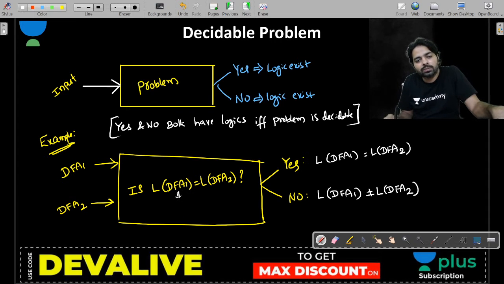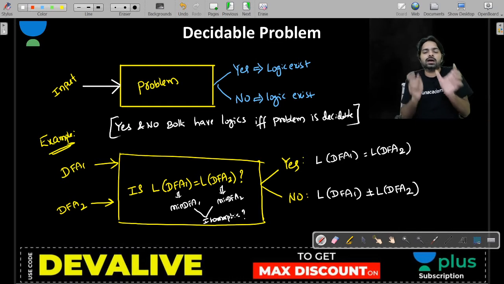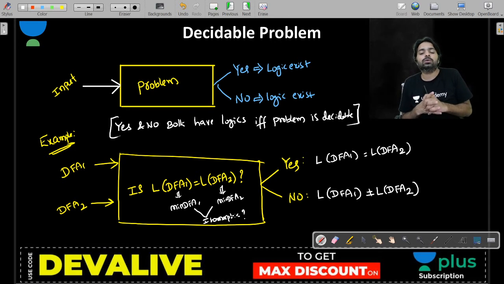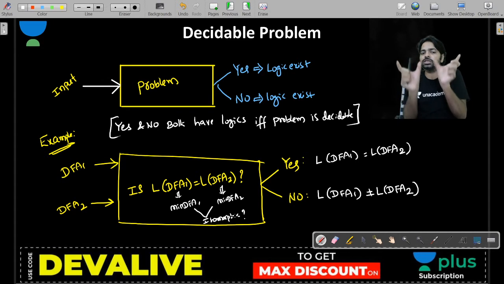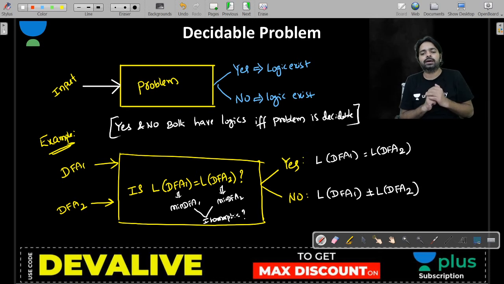This DFA1, you minimize it, construct minimum DFA1, and for this construct minimum DFA2, and check these two, are they isomorphic or not? If they have the same structure or not. If they look the same, isomorphic, the problem is decidable, guys. Even though it takes much time, the isomorphic problem is decidable. Two DFAs, their structures exactly same or not, right?